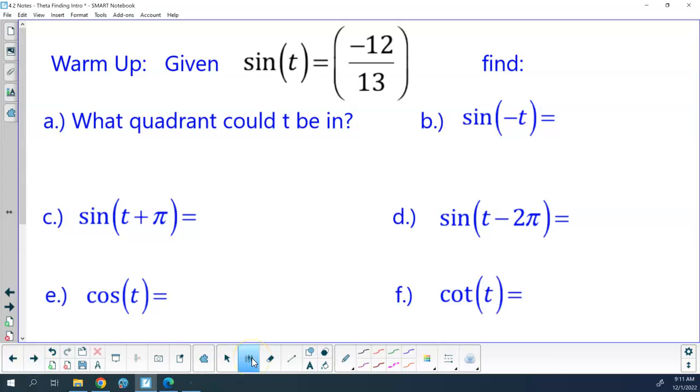So we'll start with the first one. Knowing the fact that the sine is negative, what quadrants can t be in? This is from your identities. 3 and 4. Bottom half of the unit circle, right? Got to be below the x-axis because that's where sine is negative. So this would be quadrant 3 or quadrant 4. Sine is negative, lower half.